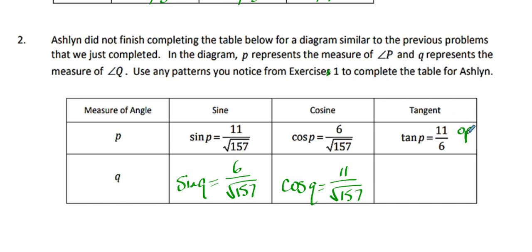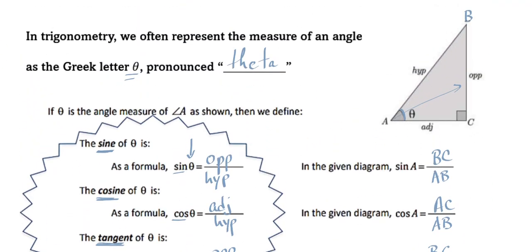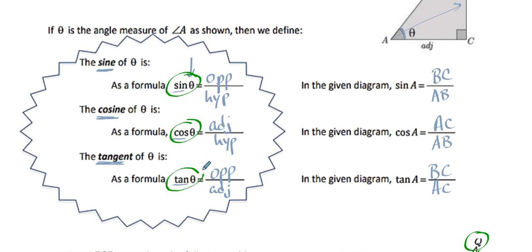Tangent relates the opposite over the adjacent. And if we're referencing the other angle, that relationship is going to flip. So tangent of Q equals 6/11. All right. Hopefully this at least gets you familiar with these few words that we're going to learn about: sine, cosine, and tangent, and how they relate to a right triangle.